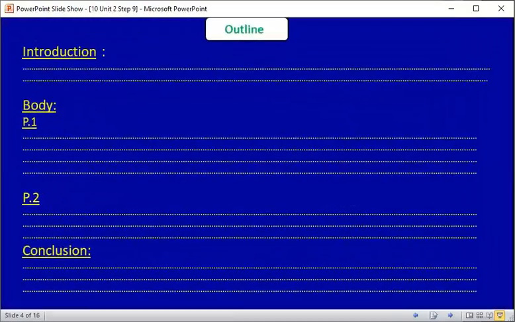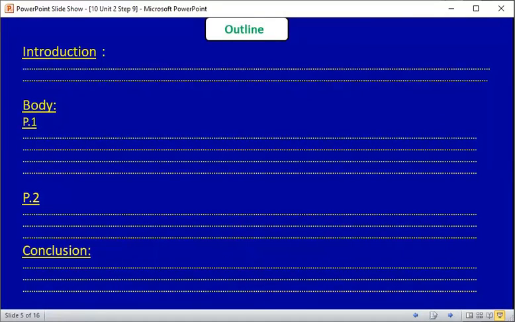So if you are asked to write an expository writing, here is what you have to do. First of all, you have to write an outline. As you can see here, here is an outline. So what is an outline? It's the mind map, so that I can understand exactly what you are writing about from this outline.